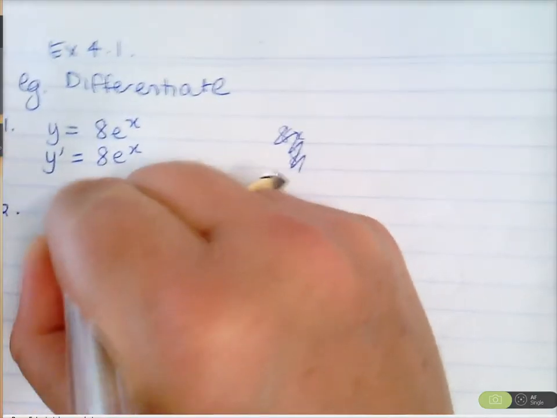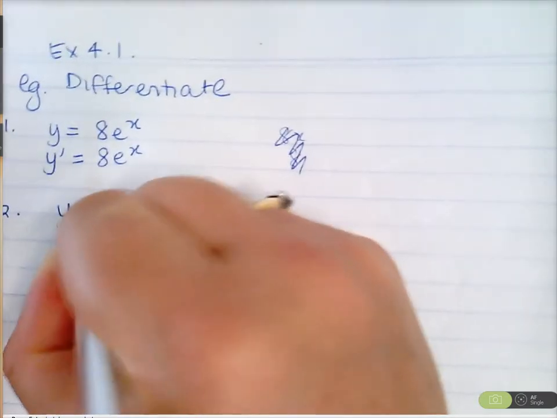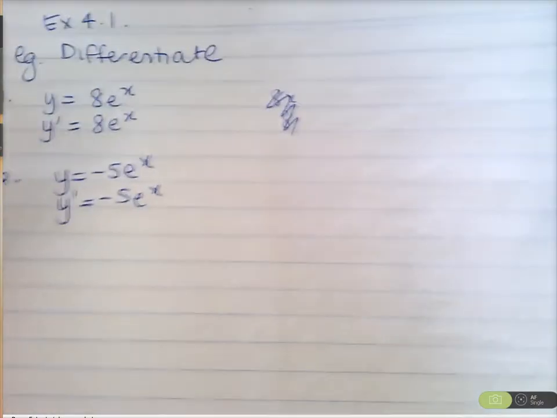If I differentiate negative 5e to the x, what do I get? Negative 5e to the x. Same thing.